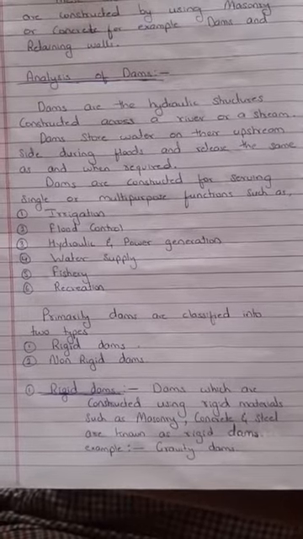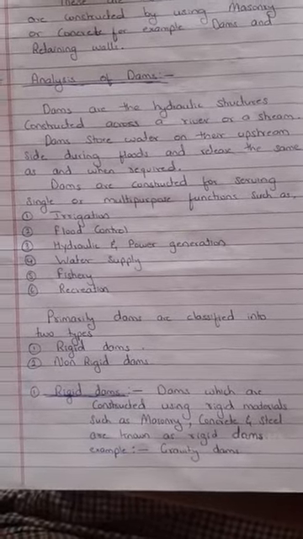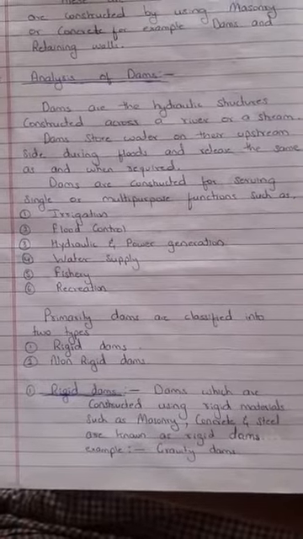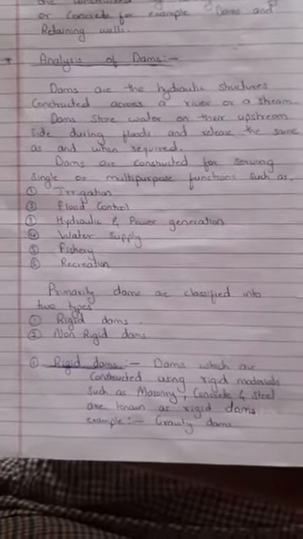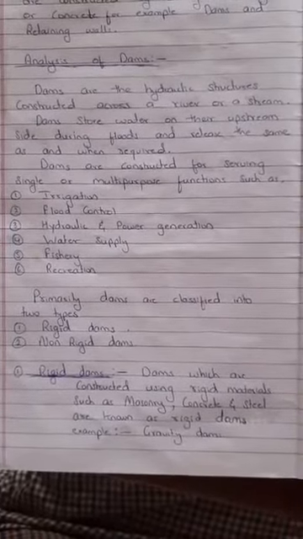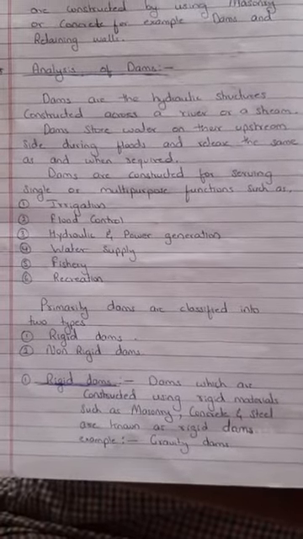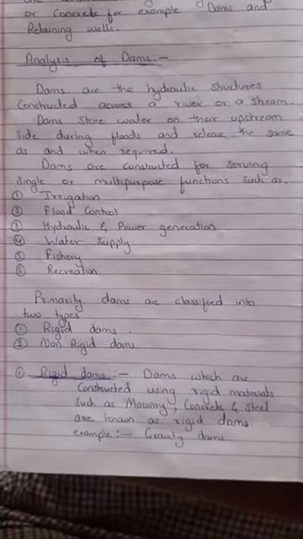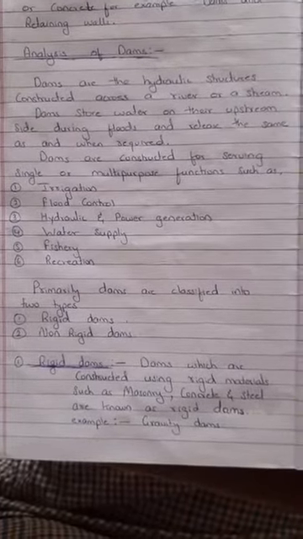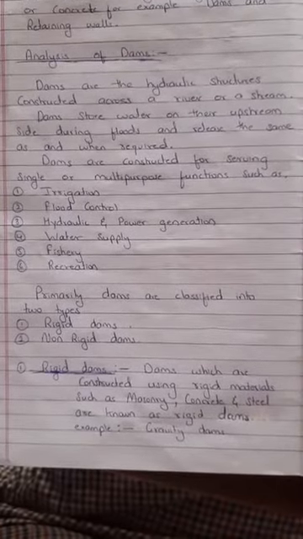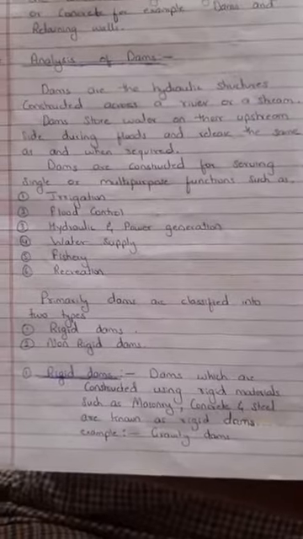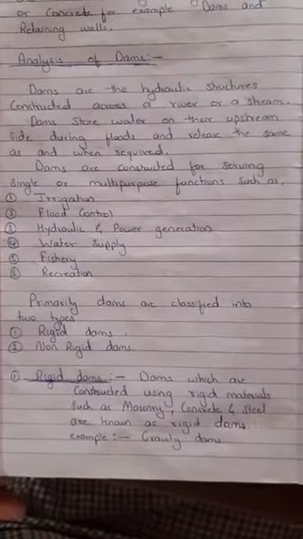Dams are primarily classified into two types, that is rigid and non-rigid dams. This classification is based on the type of material used. Rigid dams are dams constructed by using a rigid material, that is concrete or steel. For example, a rigid dam is a gravity dam. And steel dams, where we use steel plates to store the water behind them, are also called rigid dams.